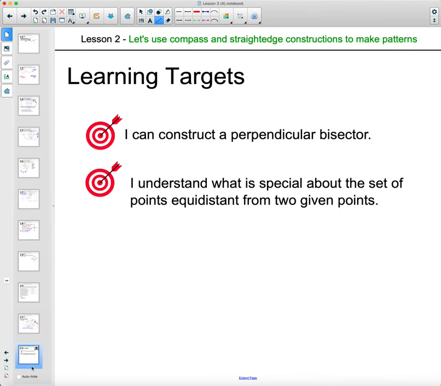All right, so in this video, you learned how to construct perpendicular bisectors, and you also hopefully know and understand what is special about the set of points equidistant from 2 given points. That's the perpendicular bisector. Okay, so special about the set of points equidistant from 2 given points creates a perpendicular bisector.